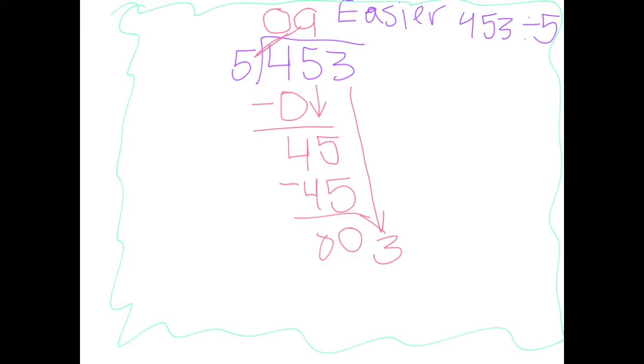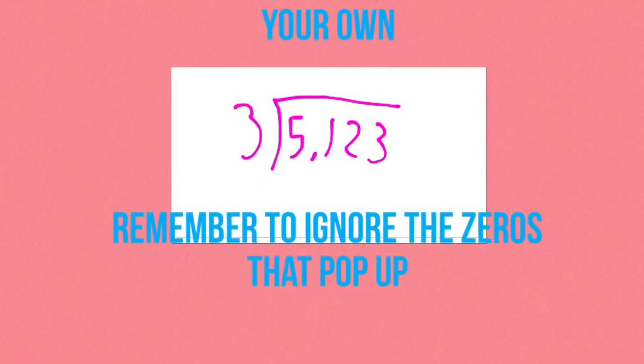How many times does 5 go into 3? Well, 5 goes into 3 0 times. So you need to write that right above the 3. And then 5 times 0 is 0. So you do 3 minus 0, which is 3. So that's your remainder. This is your answer. 90 remainder 3.